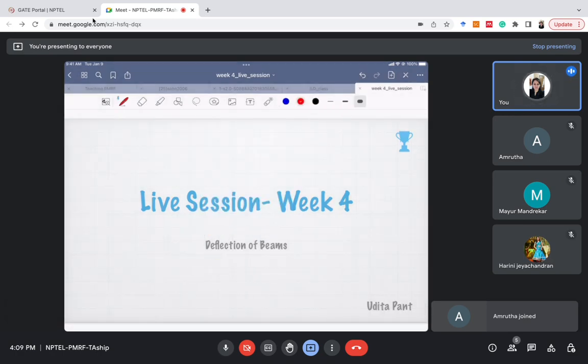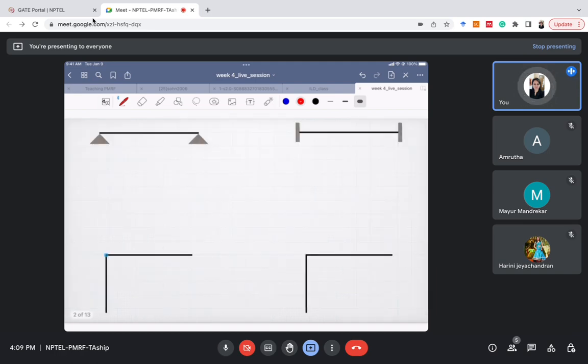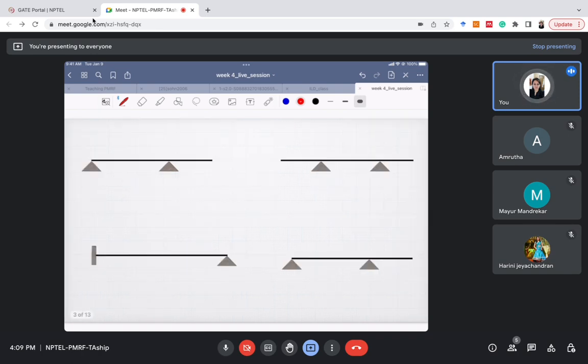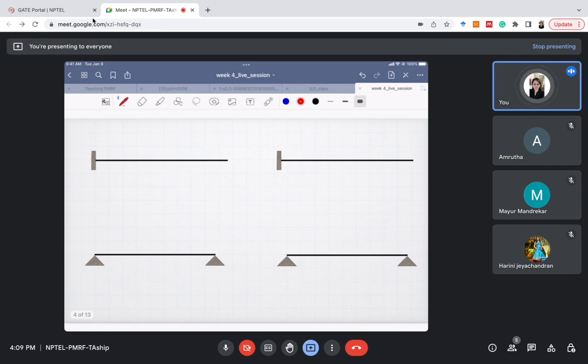So what I will be covering today. First of all, I'll be covering the deflection curve: because of any load, how different structures and different beams will deflect. Secondly, I'll be covering the standard deflection formulas. There's a chart in which all the standard deflection formulas are given.